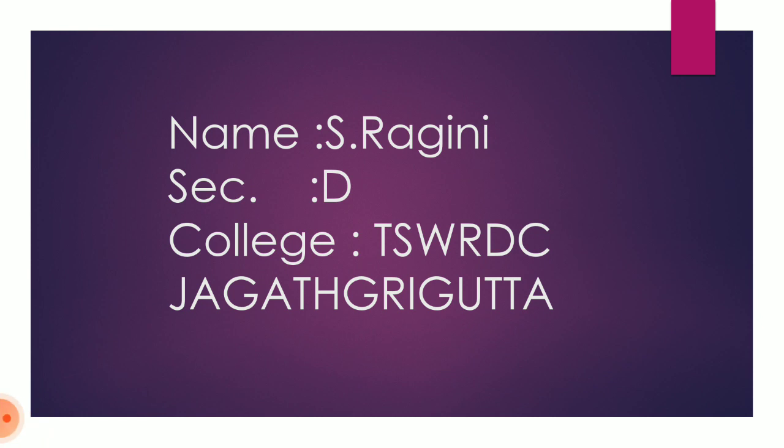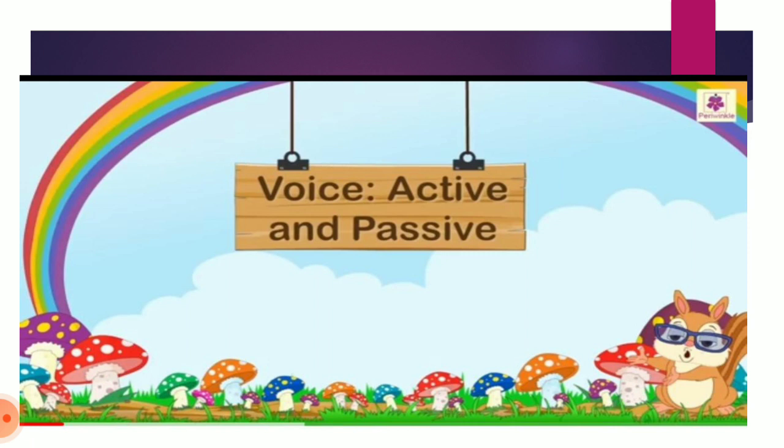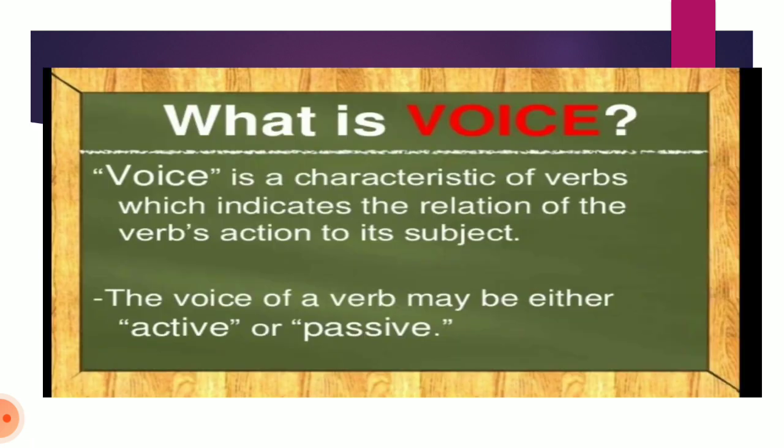Today I am going to discuss active voice and passive voice. Before going to that, we need to know what voice is. Voice is a characteristic of a verb which indicates the relation of the verb's action to its subject. The voice of a verb may be either active voice or passive voice.